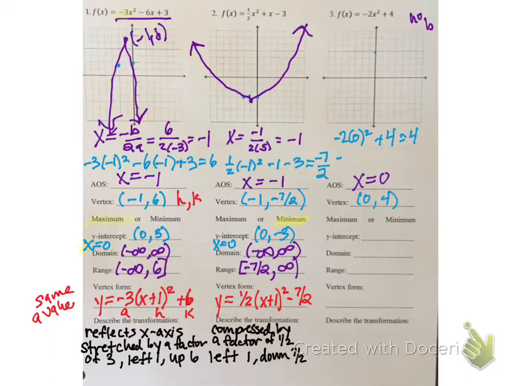So I'm going to put my point there. Then it opens down because of the negative a value. So then I would have a maximum, kind of like number 1. My y-intercept is when x equals 0, but we actually already found that because that's also my vertex. So my y-intercept is (0, 4).